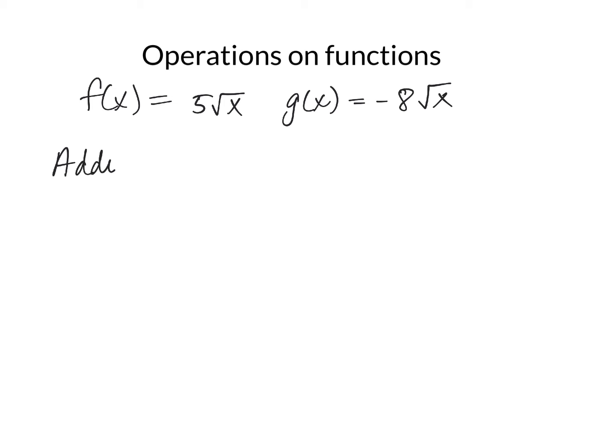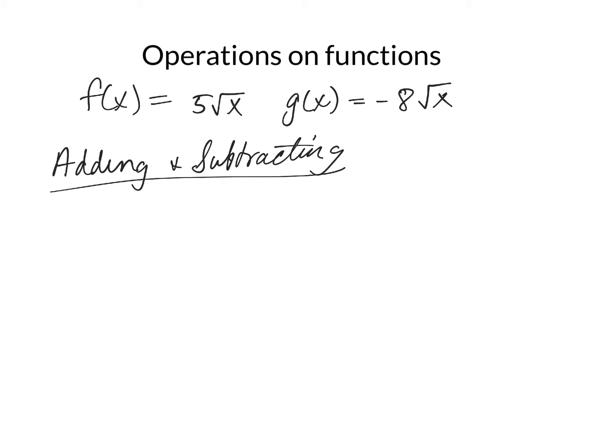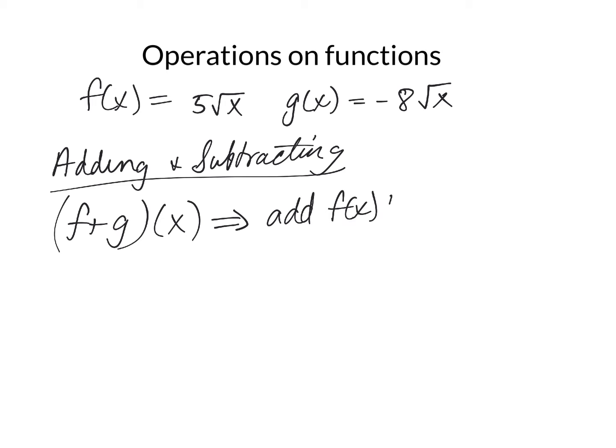So first we're going to look at adding and subtracting. Our notation is going to be a little bit different. It's going to say f plus g of x. This means add f of x to g of x. So that means 5 square root of x plus negative 8 square root of x, which is negative 3 square root x. Remember, we're just adding up how many square root x's we have. 5 minus 8 is negative 3.